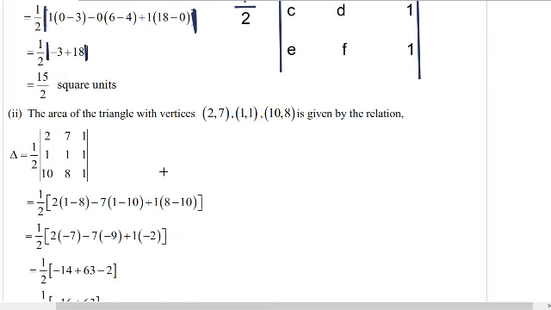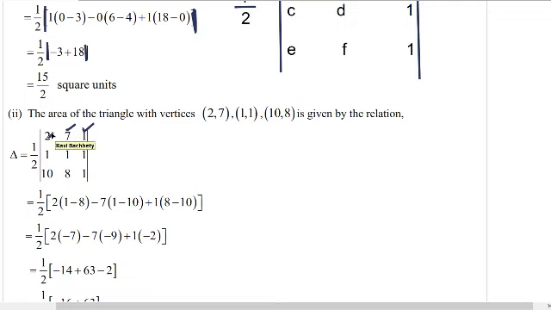Second example, these are the vertices of the triangle. Again, how to put the values: 2, 7, 1, 1, 10, 8, in any order you can put them, and the third column of the determinant will be 1, 1, 1. Again, by sign convention, first of all, we'll write 2 without changing the sign, this second term with changing the sign, minus 7, and then this one without changing the sign. So no change, change, no change.